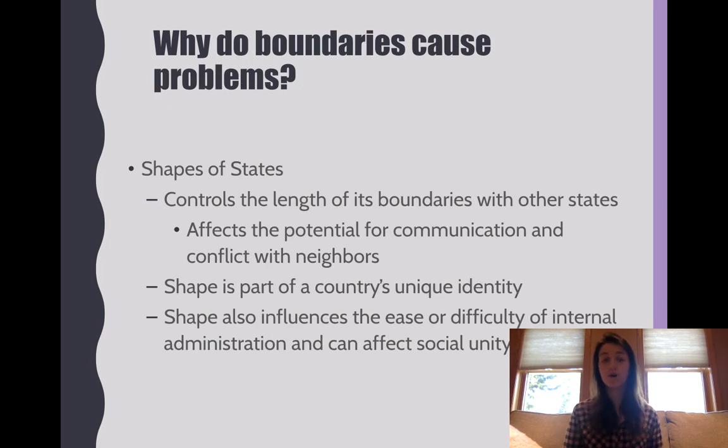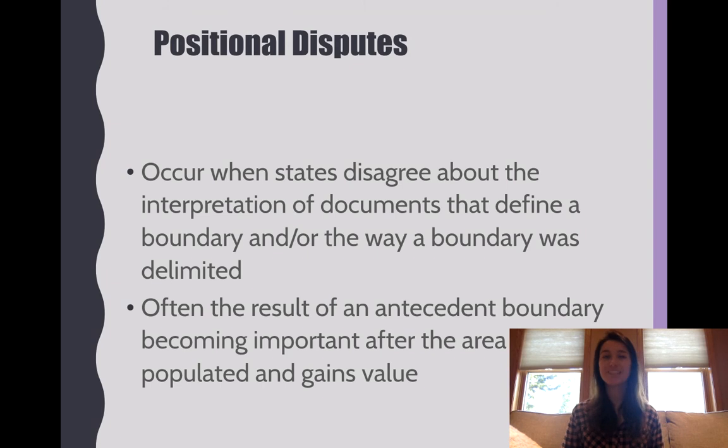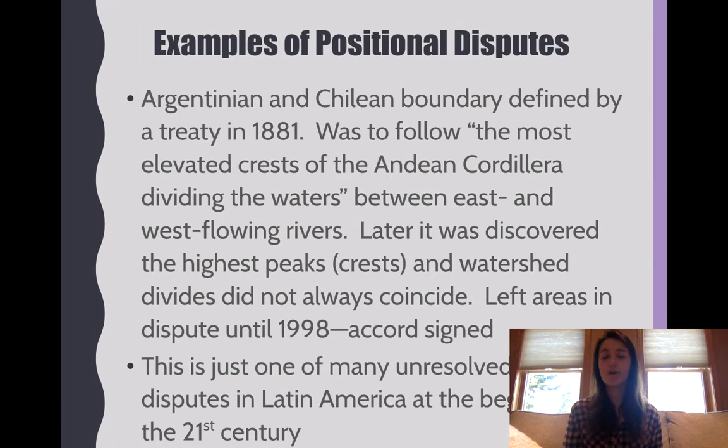Well, boundaries also cause more problems, or states cause more problems, because shapes of states are very unique from one another. And then the boundary and how a country chooses to enforce it gives potential communication issues or conflicts with their neighbors. And these are called positional disputes. And this is more like fun facts. It's very interesting to see how these disputes can kind of happen. So, a positional dispute is basically a lack of clarity where a boundary exists. So, what are some examples?